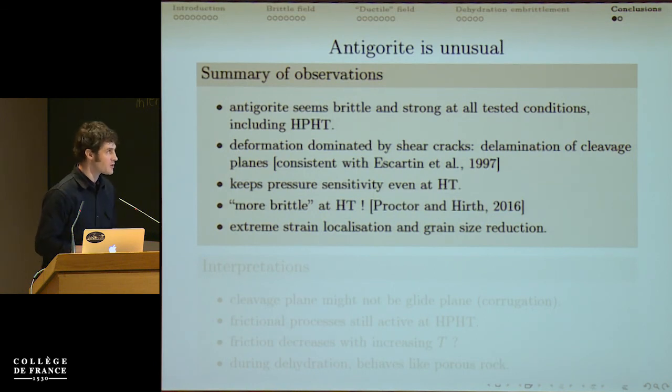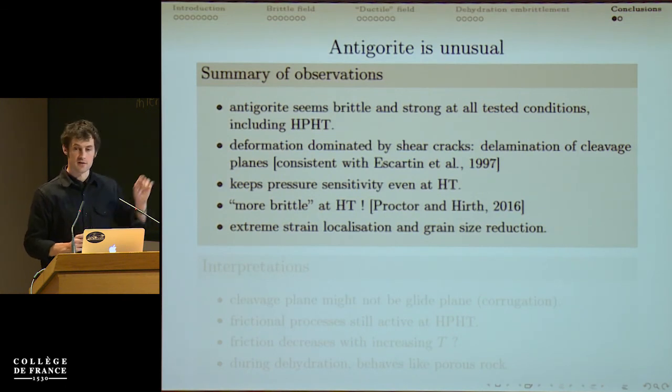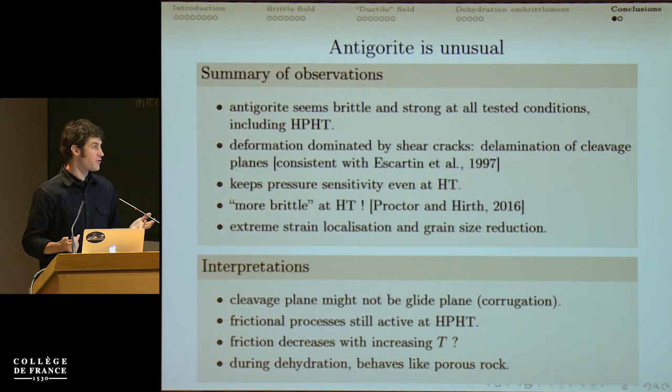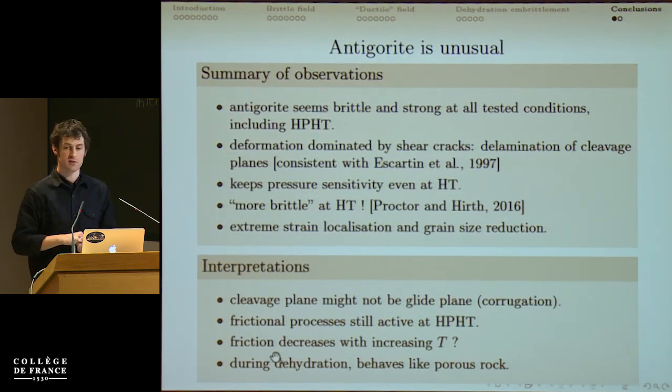We still have extreme strain localization and grain size reduction, but we don't see any development of fully plastic flow, again, under the conditions tested, which are fairly high strain rates and no fluids. The interpretation is that the cleavage plane might not be the glide plane because of the corrugation. We may have frictional processes still active at high pressure and temperature, and the reason why it becomes more brittle at high temperature might be because the internal friction decreases with increasing temperature.